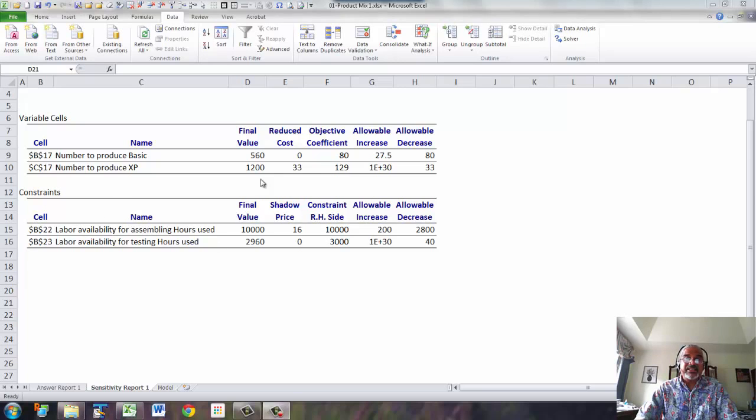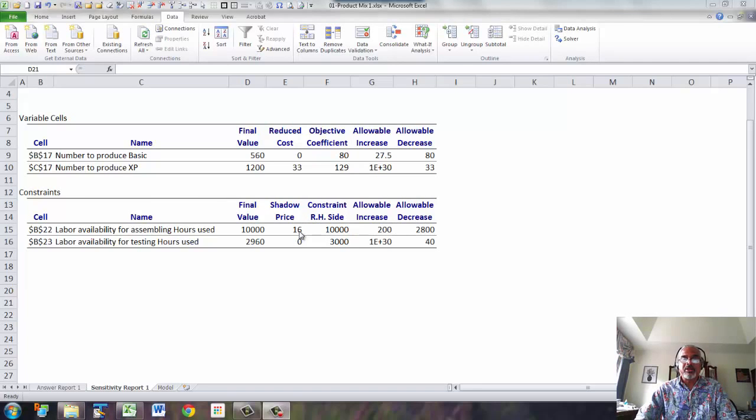Sensitivity of the constraints is not about, repeat, it is not about the final values of x sub 1 and x sub 2 or the basic and non-basic variables. It is about the shadow price. This shadow price will be valid if the right hand side of the constraint goes up or down within these allowed limits. Now what is shadow price?